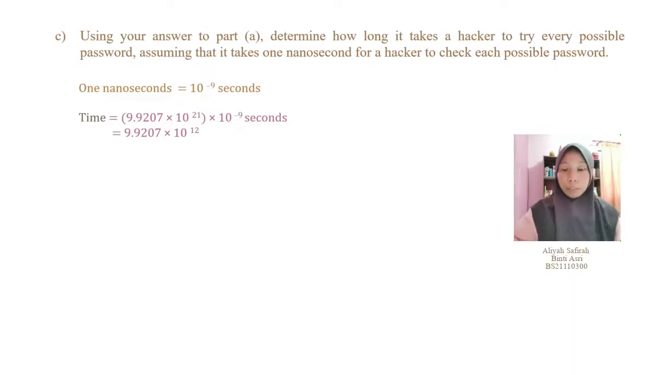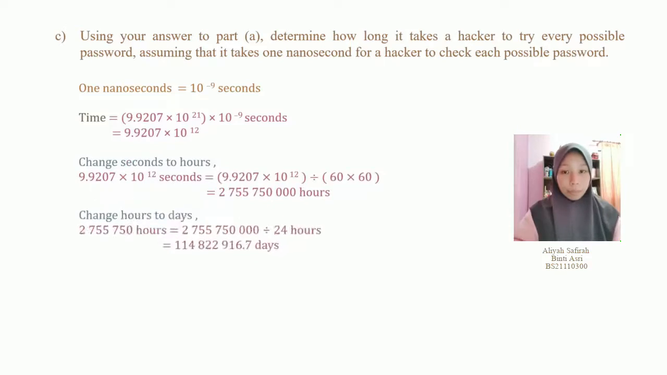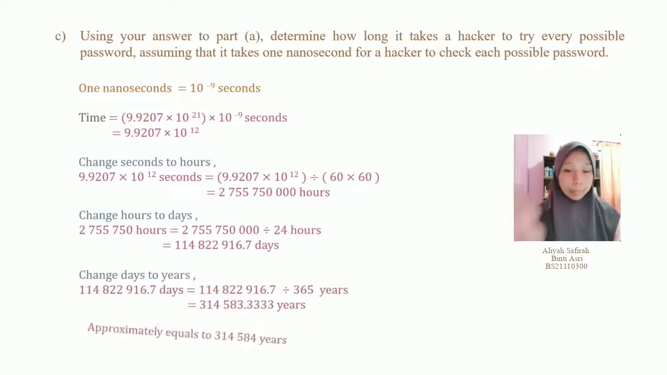We change the seconds to hours by dividing by 60 multiplied by 60, and then we change these hours to days by dividing by 24 hours, and then we change these days to years by dividing by 365. So the time for the hacker to check each possible password will be 584 years. Thank you.